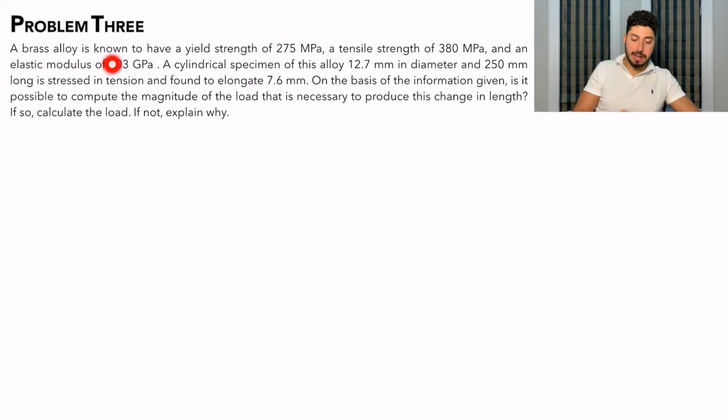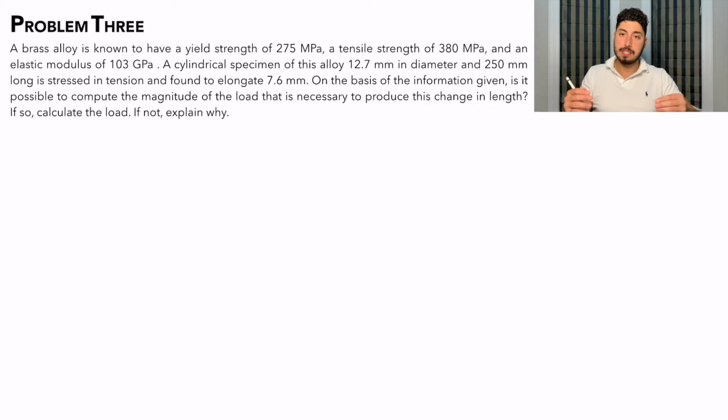So problem 3 says a brass alloy is known to have a yield strength of 270 megapascals, a tensile strength of 380 megapascals, and an elastic modulus of 103 gigapascals. A cylindrical specimen of this alloy of 12.7 millimeters in diameter and 250 millimeters long is stressed in tension and found to elongate 7.6 millimeters. Based on the information given, is it possible to compute the magnitude of the load that is necessary to produce this change in length? If so, calculate the load. If not, explain why.